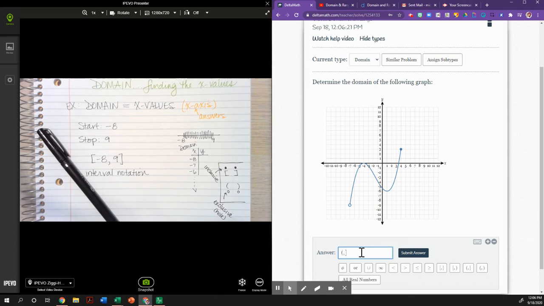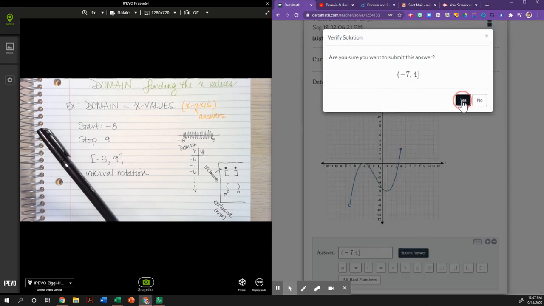Now I'm just going to put in my starting point and my stop point. My graph starts at -7, so -7. I follow my graph. It stops where? At x equals 4. Then making sure you pick the correct parentheses and brackets based on whether you have an open circle or a closed circle. Submit my answer.